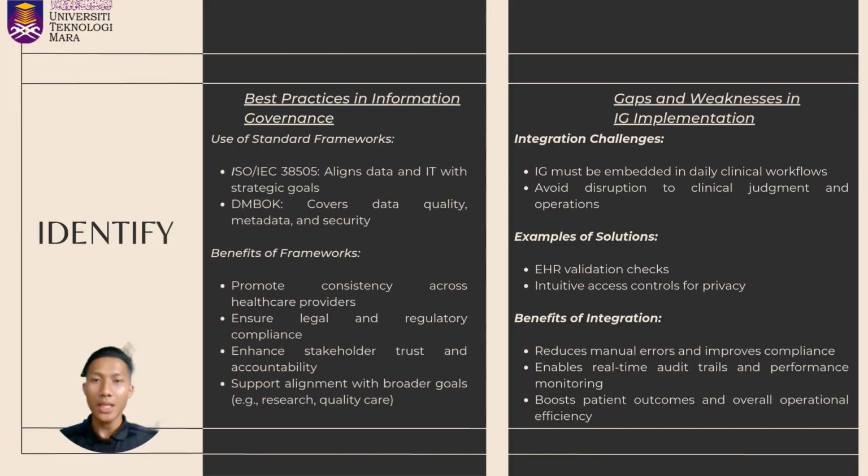We're moving on to the next objective, which is to identify best practices in information governance. In this slide, we look at some of the best practices in implementing information governance in healthcare. One key practice is using standard frameworks such as ISO/IEC 38505, which helps align data and IT with strategic goals, and DMBOK, which focuses on areas like data quality, metadata management, and security.